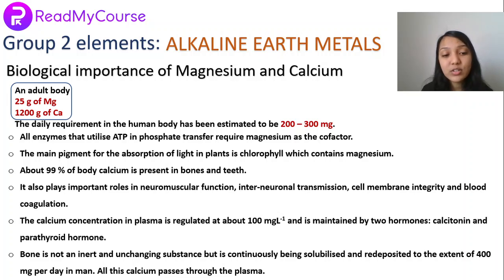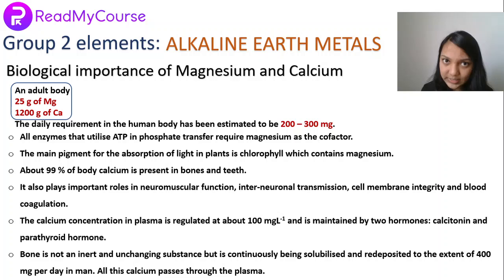And the calcium concentration in plasma is regulated at about 100 mg per liter, and it's maintained by two hormones, that is calcitonin and parathyroid hormone. So these calcitonin and parathyroid hormones maintain the calcium concentration in the plasma, fine.